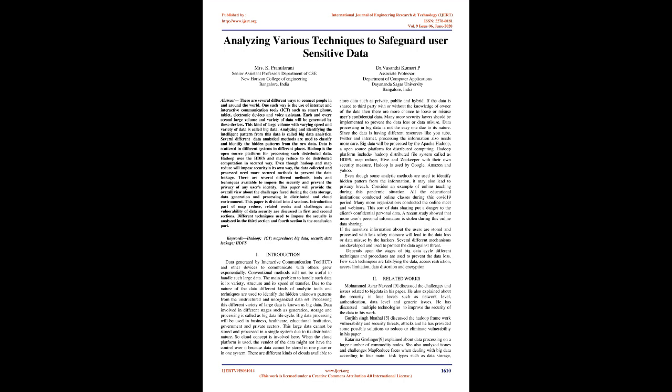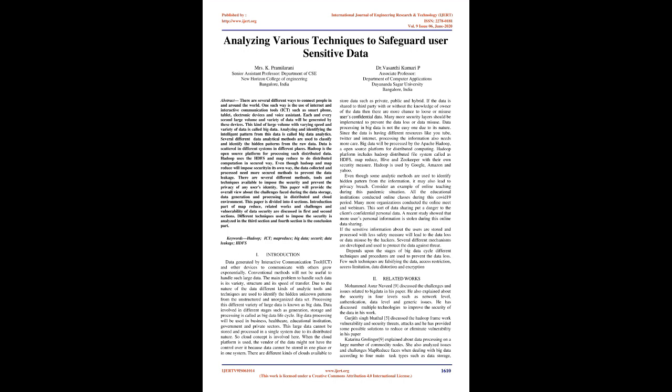Data processing in big data is not easy due to its nature. Since the data comes from different sources like YouTube, Twitter, and the Internet, processing the information also needs more care. Big data is processed by Apache Hadoop, an open source platform for distributed computing. The Hadoop platform includes the Hadoop distributed file system, called HDFS, MapReduce, Hive, and Zookeeper, each with their own security measures. Hadoop is used by Google, Amazon, and Yahoo.